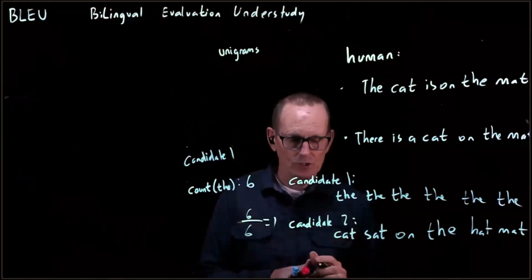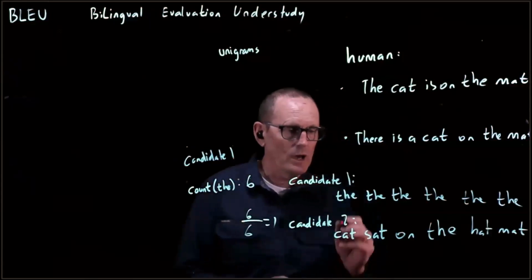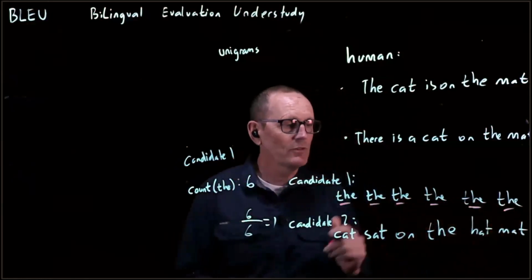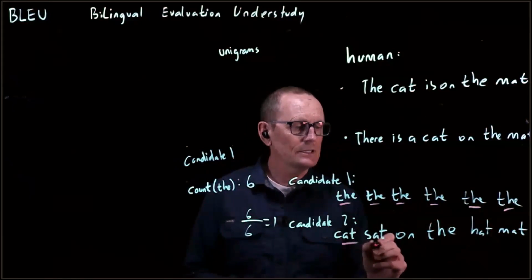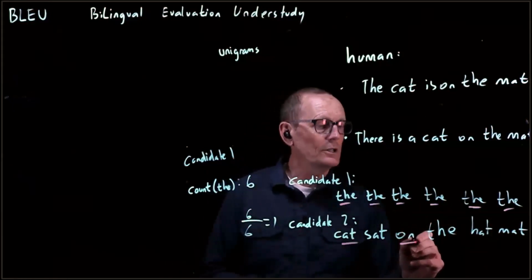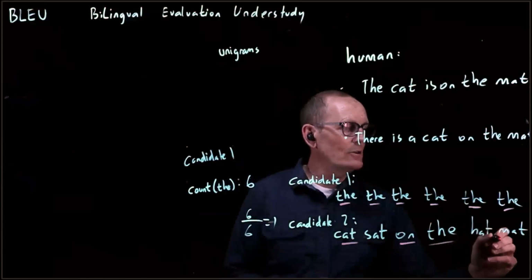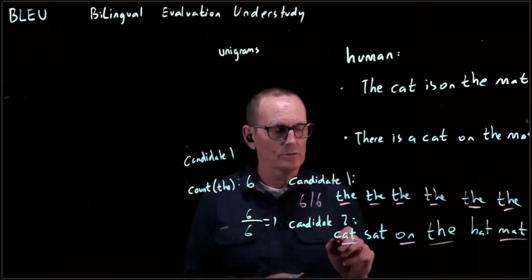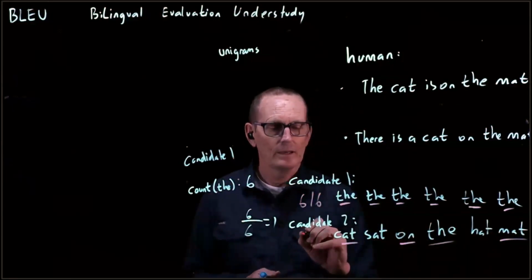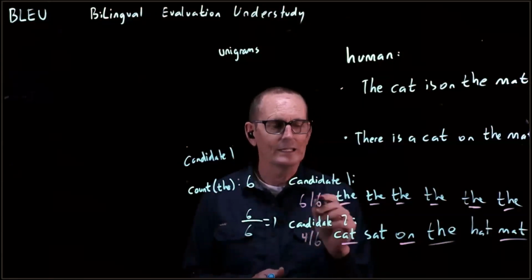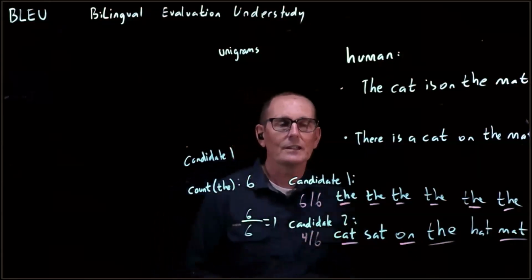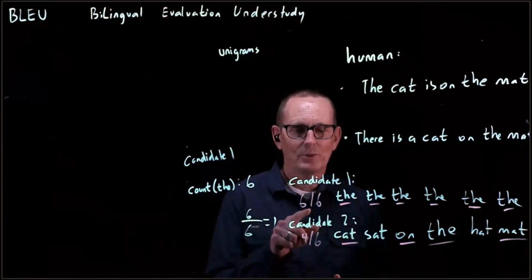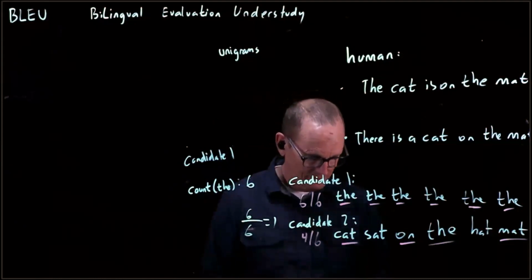So that's candidate 1. For candidate 2, we look and say, each the does appear, so it's got a perfect score. Here: cat, yes; sat, no; on, yes; the, yes; hat, no; mat, yes. So what would the score be for this one? If this one is 6 out of 6, what would this one be? 4 out of 6. 4 out of 6, right. But I don't like this 6 out of 6. It seems like cheating, doesn't it? The 4 out of 6 seems like it's honestly earned. But the 6 out of 6, something's wrong.